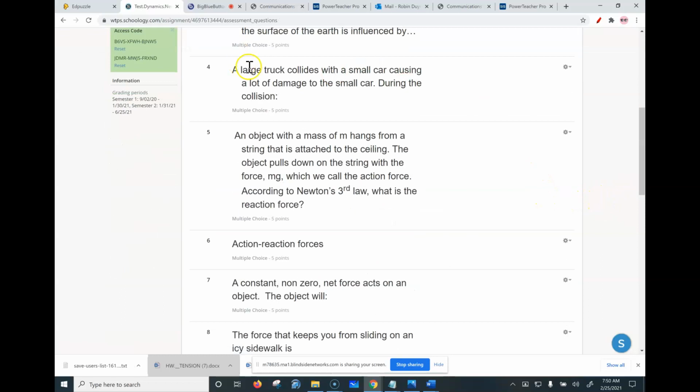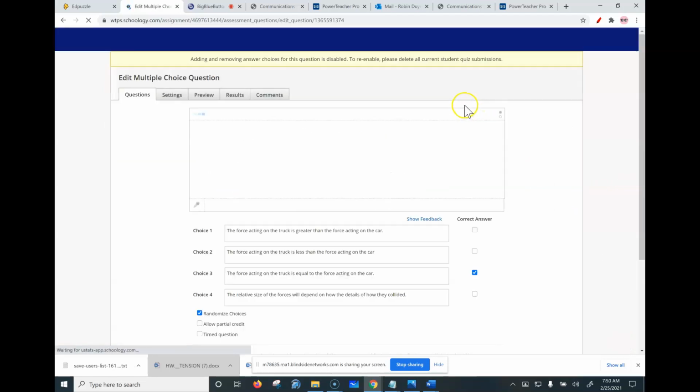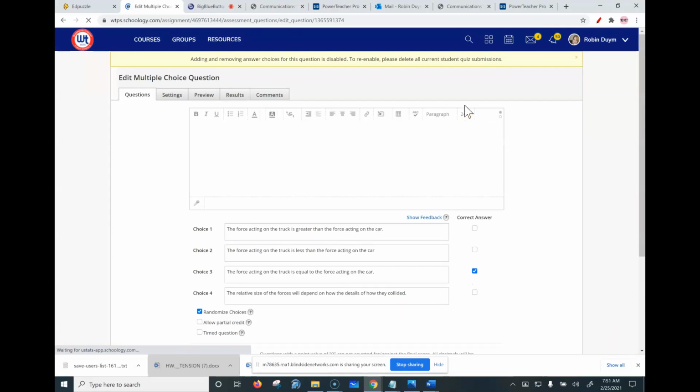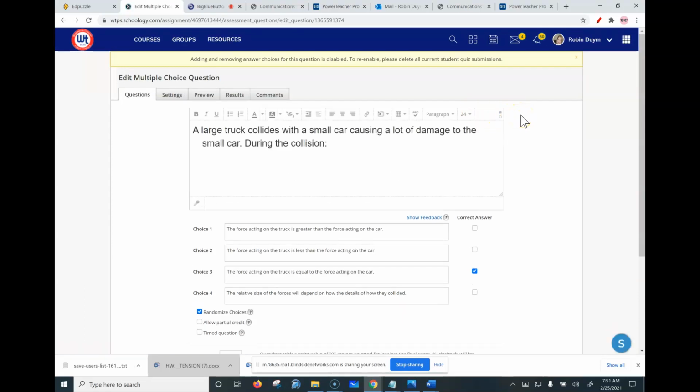All right, so a large truck collides with a small car during a collision. According to which law? Which law is it? Number 2? Number 2? I don't remember what the question was.